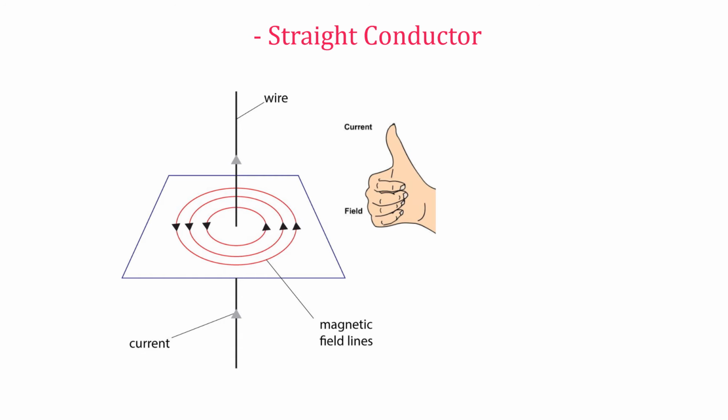So in the image, we see the thumb pointing upwards in the direction of the current. The fingers curl around the conductor, pointing towards the person and indicating the direction of the field.